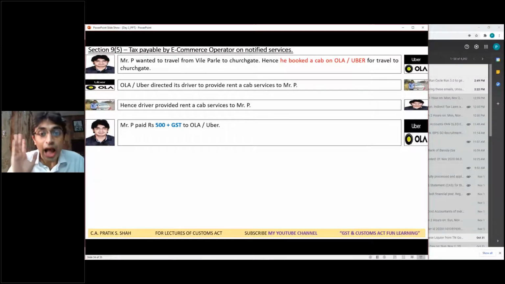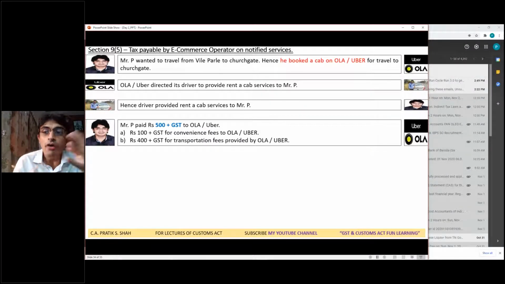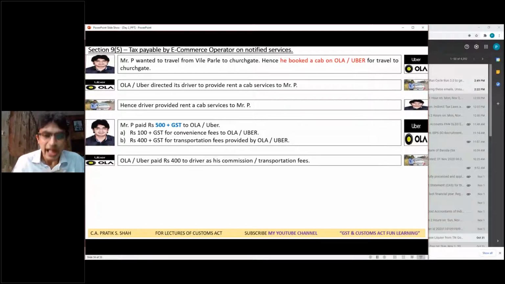For that, I paid rupees 500 plus GST on rupees 500 to Ola Uber. 100 for convenience fee, 400 for transportation fees. So I paid rupees 500 to Ola and I paid GST on rupees 500 to Ola. And then out of that 500, Ola pays 400 rupees to the driver. This is how it used to work earlier.